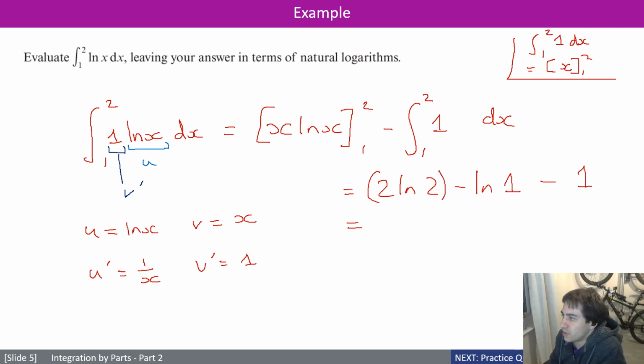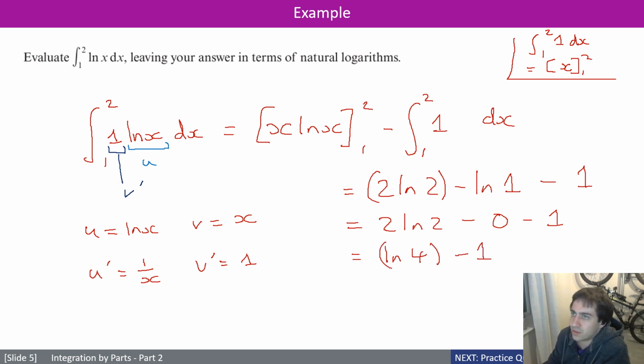And then that gives us 2 ln 2 minus, what's ln of 1? Well, e to the power of 0 is 1, so that's 0, minus 1. 2 ln 2, I'm just going to turn that into ln 4, 2 squared, minus 1. And that's it. We've got the answer. ln 4 minus 1.